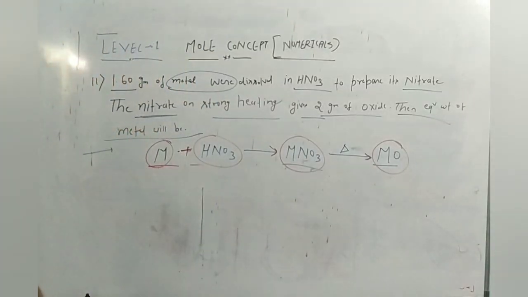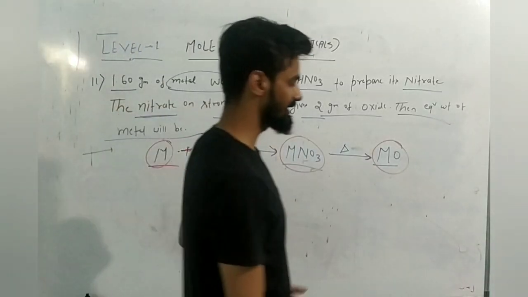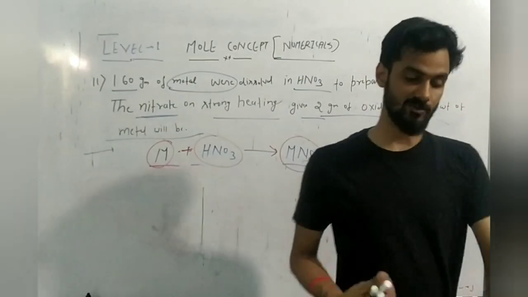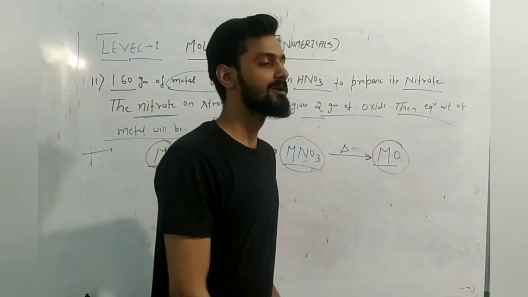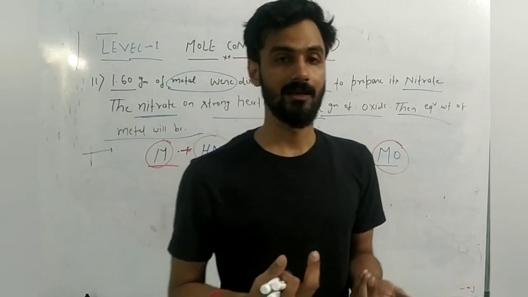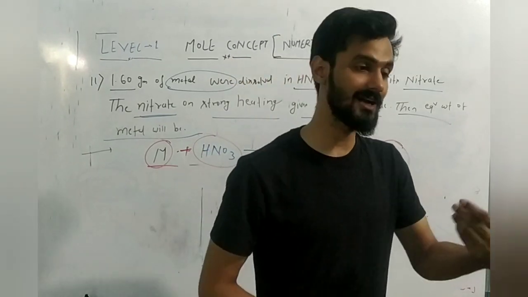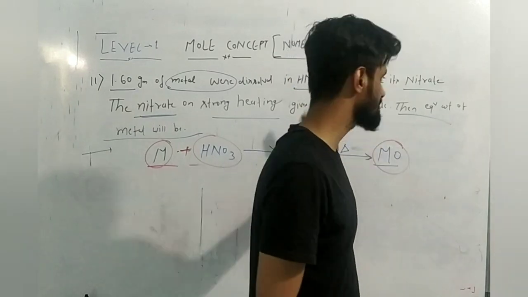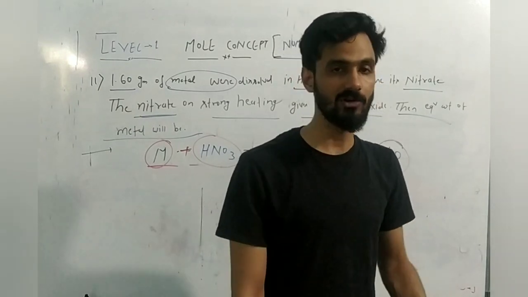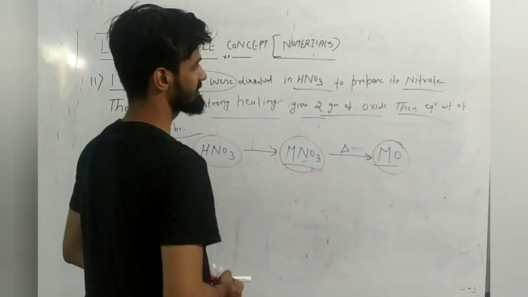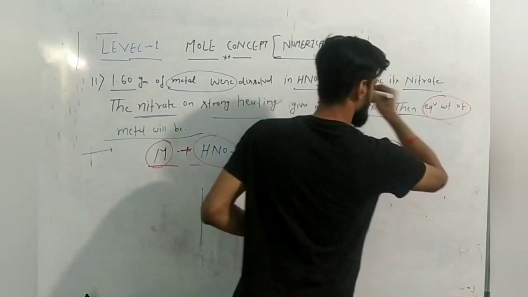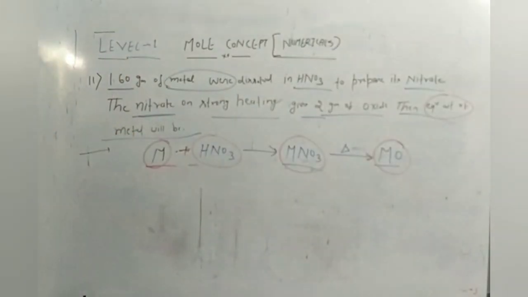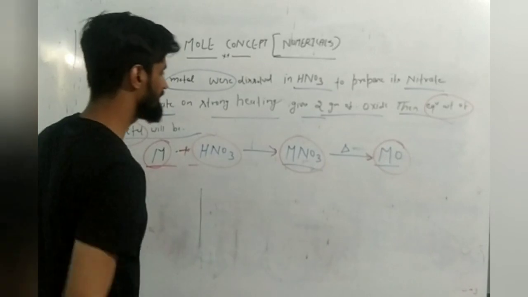So if you have studied the concept of number of equivalents, this question will be solved by the number of equivalents concept. You will be asking why we are solving this question, because earlier we have solved so many numericals on the basis of mole concept. Why can't we solve this numerical on the basis of the mole concept? The reason is the question is asking to calculate the equivalent weight of the metal.